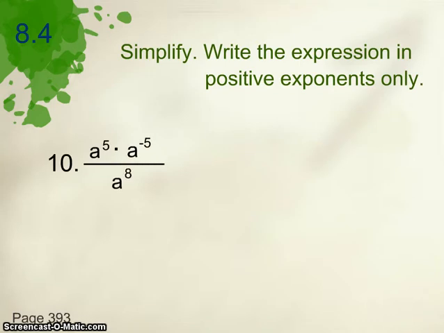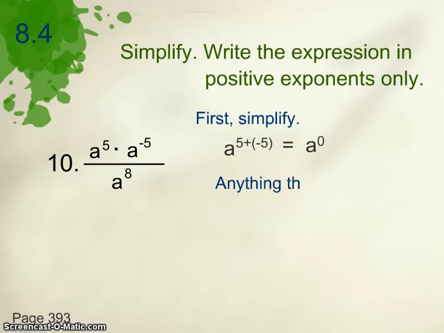Okay, the first thing we need to do is to simplify this first part. So to simplify, we simplify the exponents. The same coordinates, you practically add the exponents together. So 5 plus minus 5 equals 0. And anything with an exponent of 0 is equal to 1. So we automatically know that the top part will be 1.